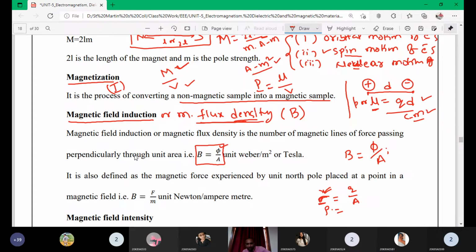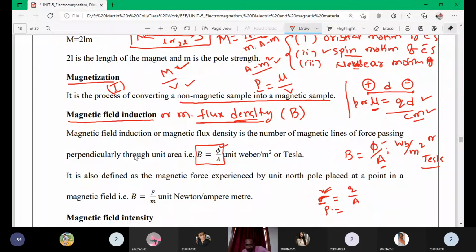Magnetic flux, what are the units? Magnetic flux is in Webers, and area, you know, is meter square. Weber per meter square, you can write Tesla. This is magnetic field induction or magnetic flux density.